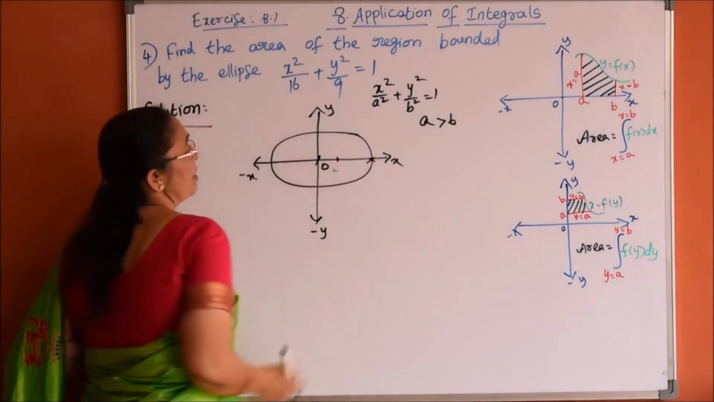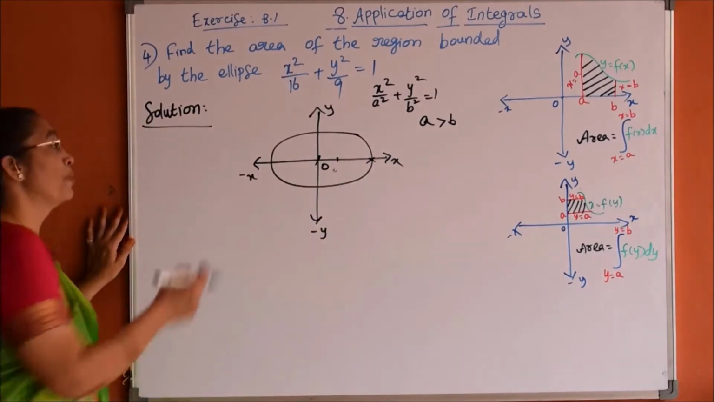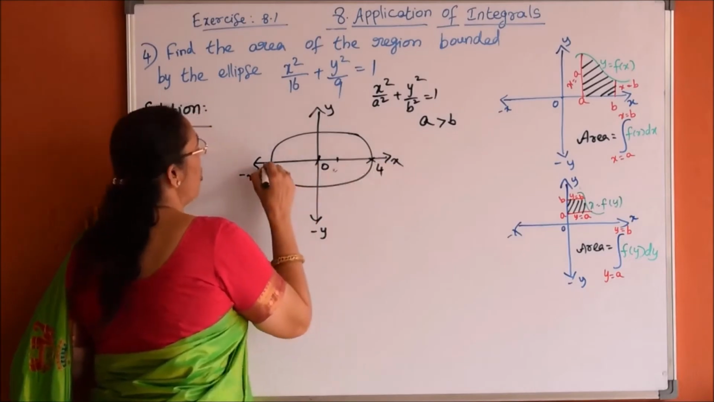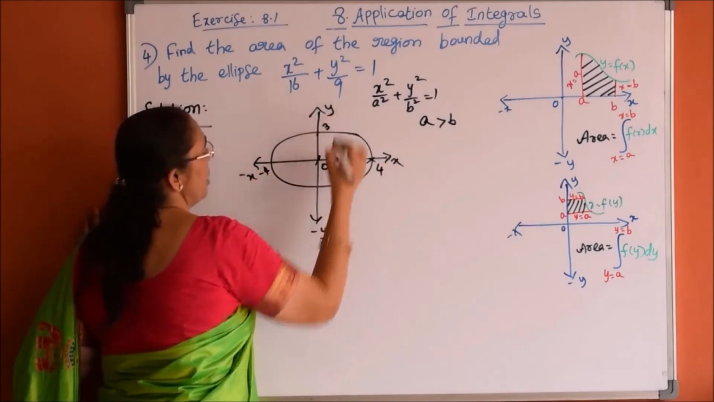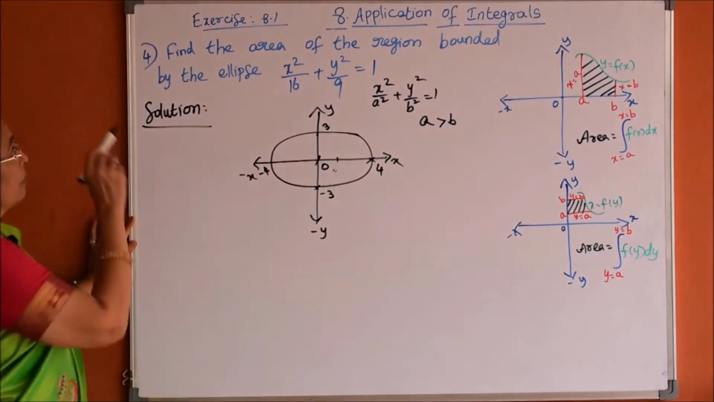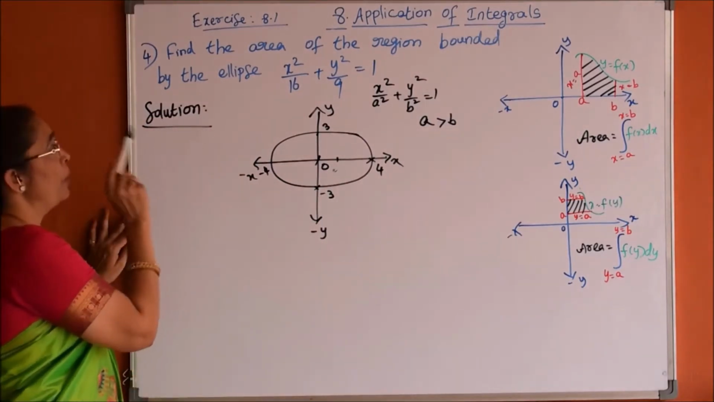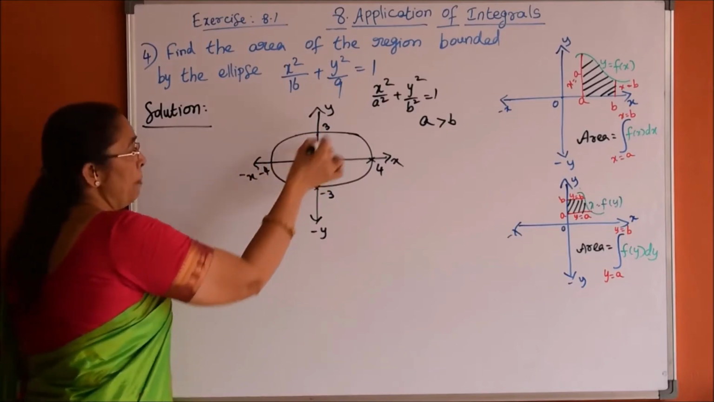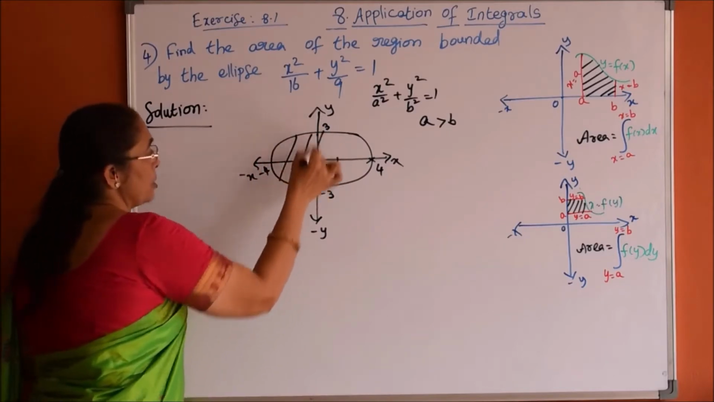a and b are nothing but the vertices of ellipse. So a value is plus or minus 4. Here 4, here minus 4. We will have here 3 and here minus 3. We need the area of the region bounded by the ellipse just. So we need this whole region we want, the complete region inside the ellipse.